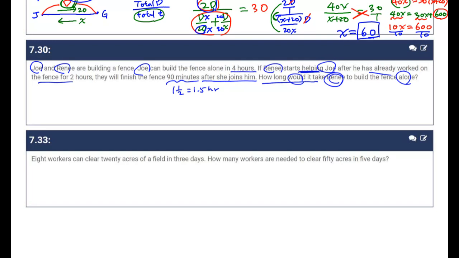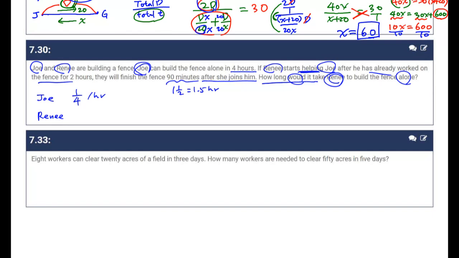Now, let's figure out Joe's speed. How much can Joe do every hour if he takes 4 hours alone? If he works alone, he can build 1/4 of the fence per hour, right? That's the speed for Joe. How about Renee? We don't know. That's why we have to find out.